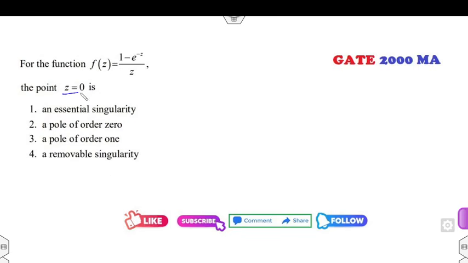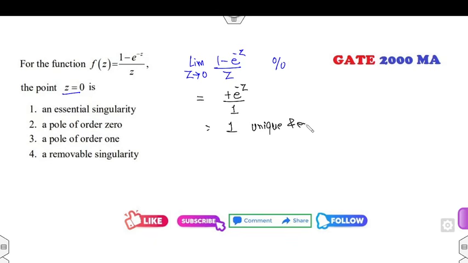Now it's a GATE 20 question, again z equal to 0. We will first find the limit and then see what the result will be. If you substitute 0, it is a 0 by 0 form, so I can apply L'Hopital's rule. It gives minus minus plus over 1. When you substitute 0, it is 1, which is unique and exists. Once it is unique and exists, this is called a removable singularity. So pole is cancelled, essential is cancelled, and the only right option is removable singularity.